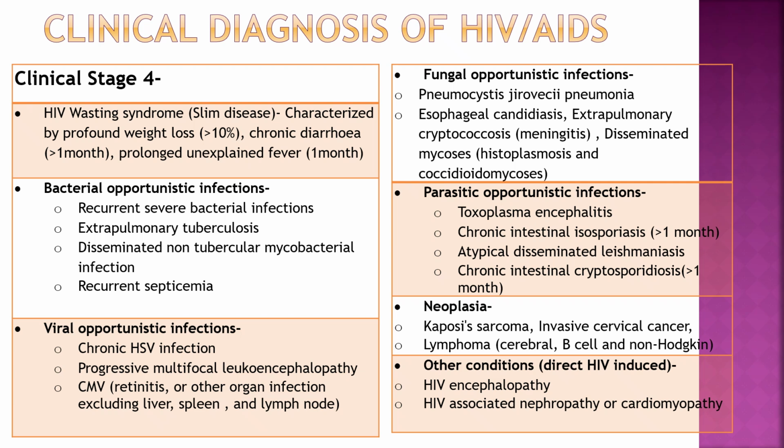and coccidioidomycosis. Parasitic opportunistic infection: toxoplasma encephalitis, chronic intestinal isosporiasis, atypical disseminated leishmaniasis, chronic intestinal cryptosporidiosis. Neoplasia: Kaposi's sarcoma, invasive cervical cancer, lymphoma, cerebral B cell non-Hodgkin. Other conditions: HIV encephalopathy, HIV associated neuropathy, cardiomyopathy.